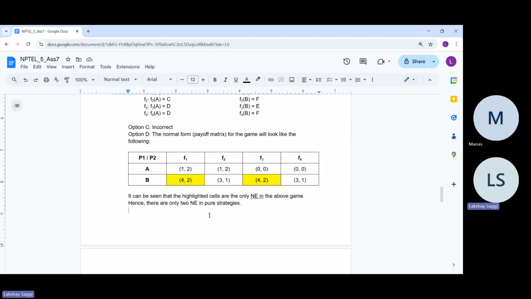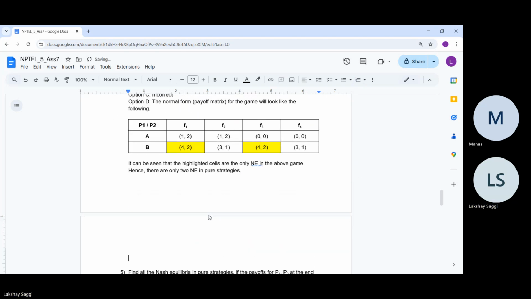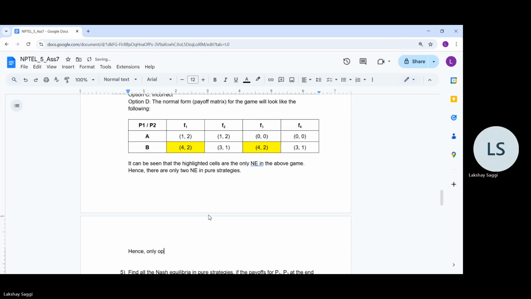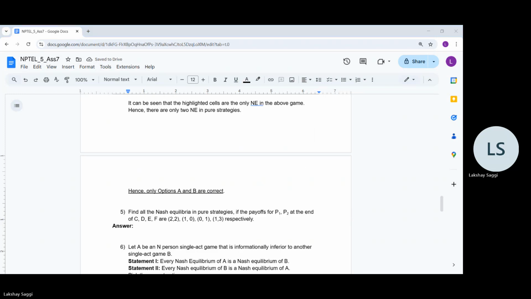So maybe I'll just write this down. It's only options A and B are correct. Now maybe we can move on to the next question.